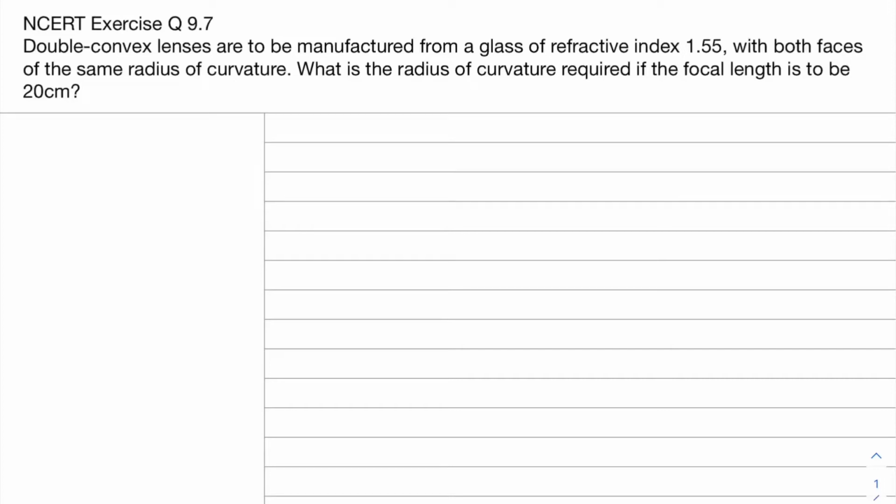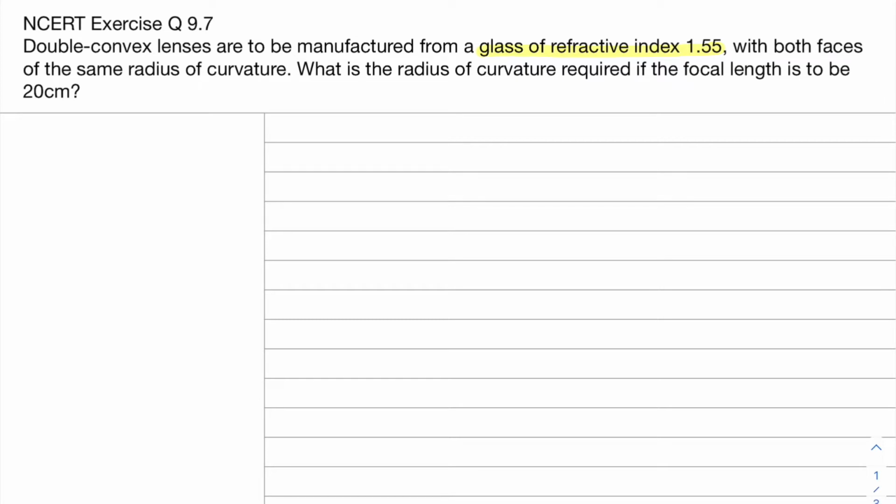Now this question 9.7 of NCERT says: double convex lenses are to be manufactured from a glass of refractive index 1.55. That means you are given the refractive index of the glass, that is the material of the lens, with both faces of the same radius of curvature. What is the radius of curvature required if the focal length is to be 20 centimeter?